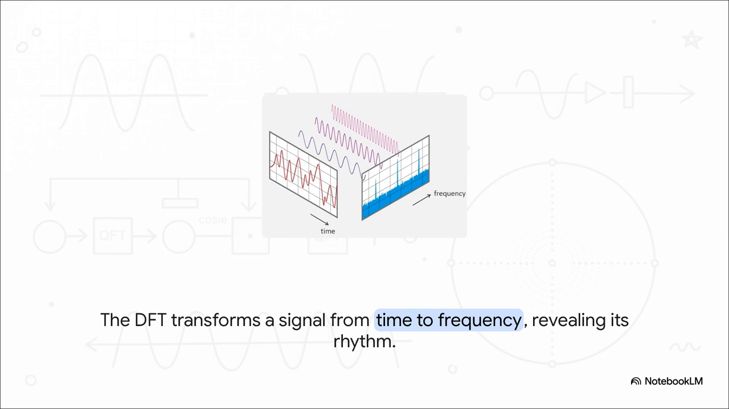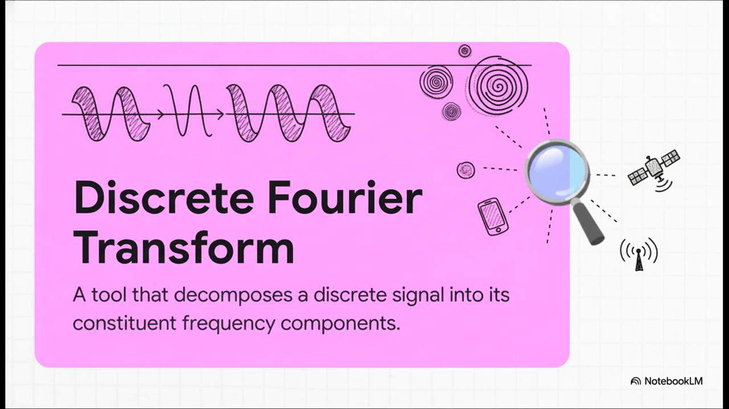This is a huge shift in perspective. We stop asking when something happened and start asking how often it repeats. So that's the textbook definition, but really the DFT is a workhorse. It's in everything from your phone's microphone to NASA's satellites. Its entire job is to find those hidden repeating patterns, those secret rhythms in any stream of data.